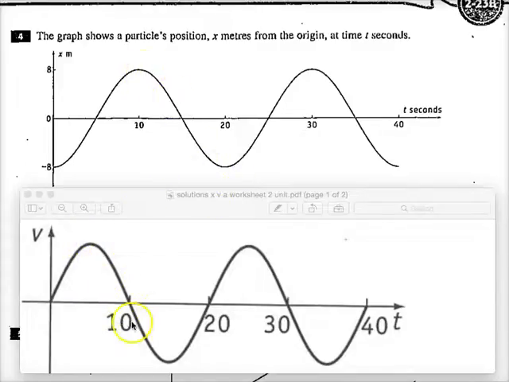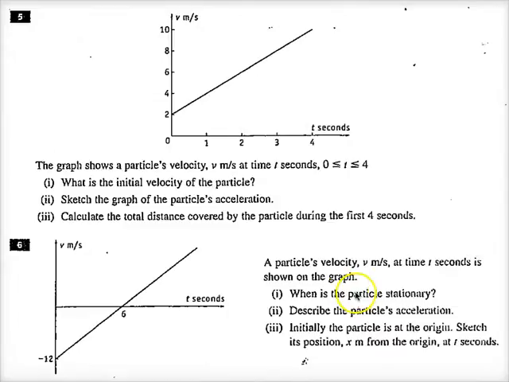Again, negative gradient, so we've got negative velocity from 10 to 20. Positive gradient from 20 to 30 with the maximum at 25, positive values. And negative from 30 to 40. And now for question 5, again, we've got a velocity time graph. It says, what is the initial velocity of the particle? That's pretty straightforward. It's 2 meters per second when time is 0.